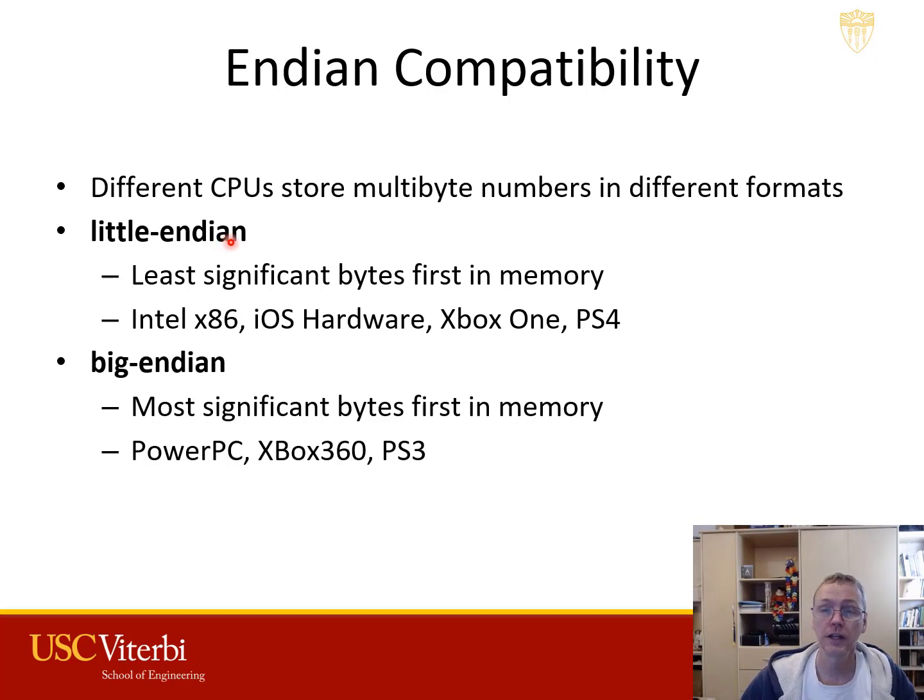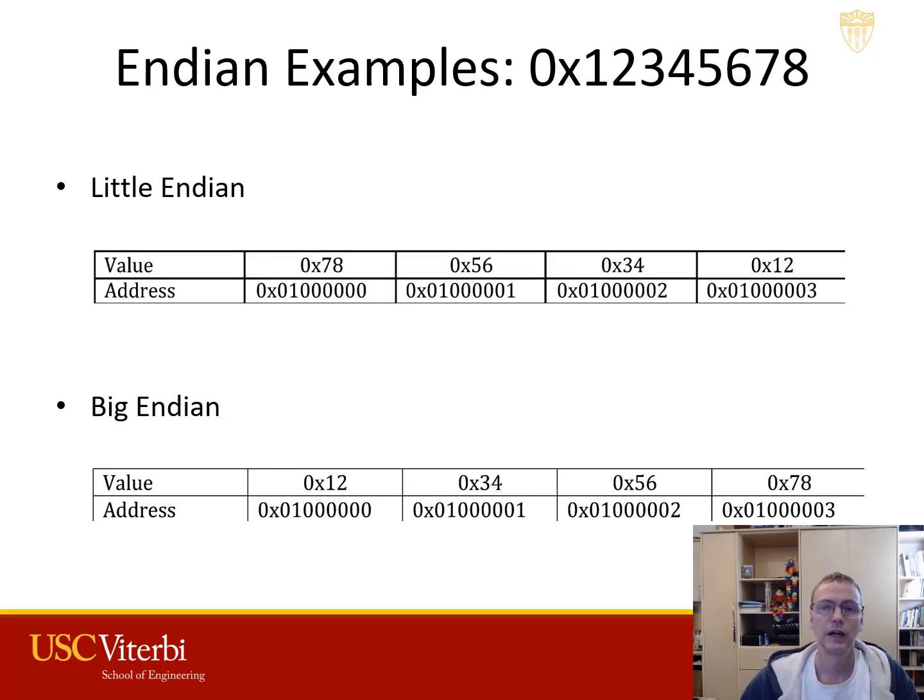In what we call the little endian system, we store and send the least significant byte first. And most modern hardware uses this system. However, there are systems that use big endian, which is when we store the most significant byte first. Examples of those might include a PowerPC or an old Xbox 360 or PS3 system. Let's see how that looks different in memory.